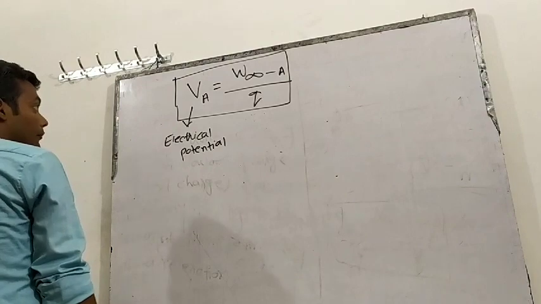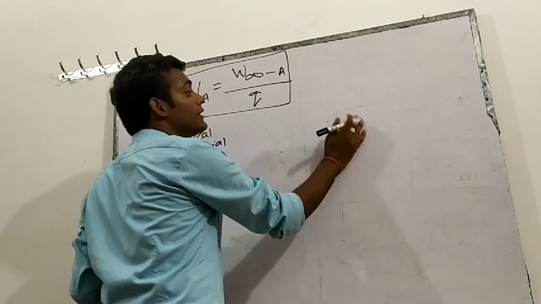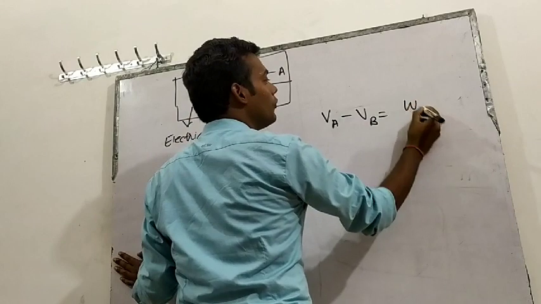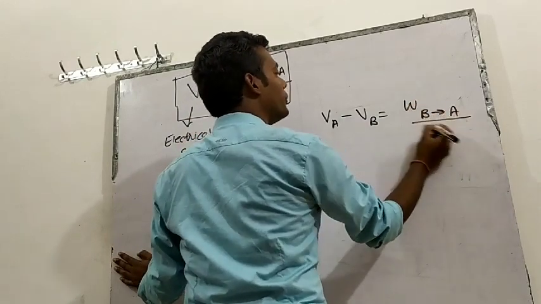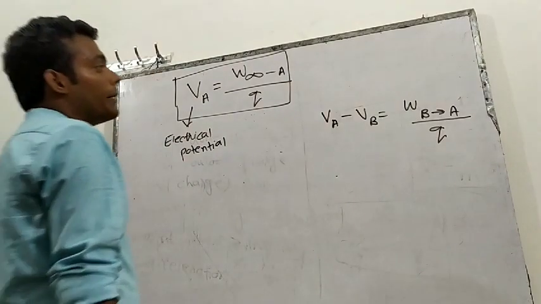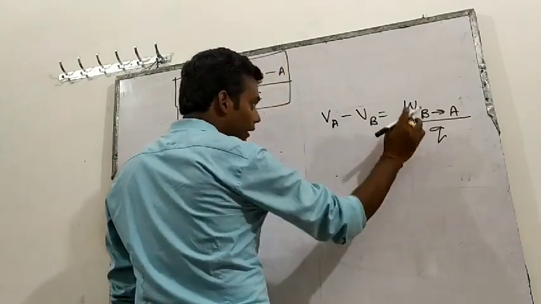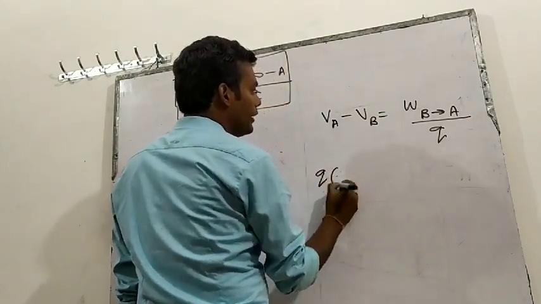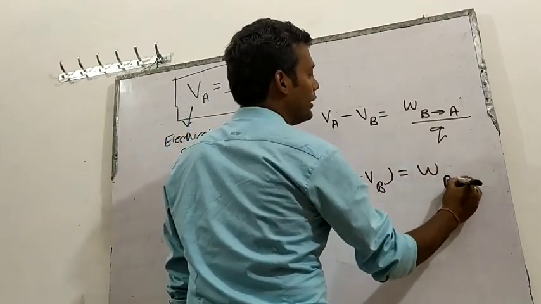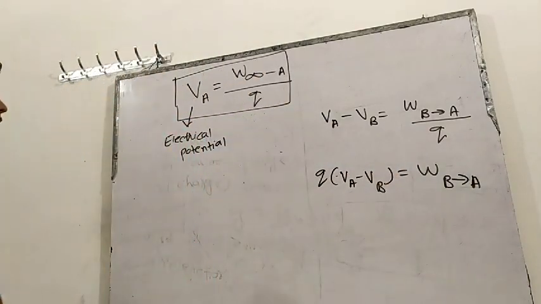Now, our previous formula was what? That was potential difference. VA minus VB is equal to work done in bringing it from B to A per unit charge. If this will be from B to A, this will be A minus B. So can we write this formula like this: Q into (VA minus VB) is equal to W from B to A. Cross multiplication, we can write this.